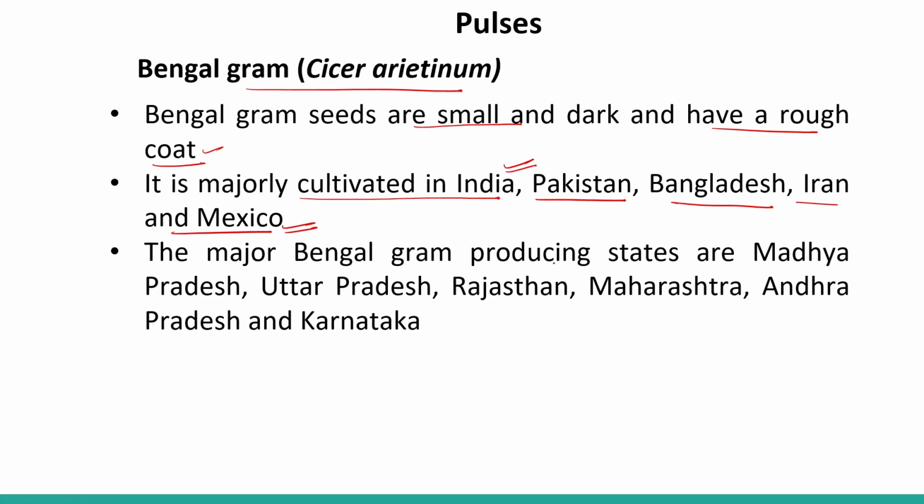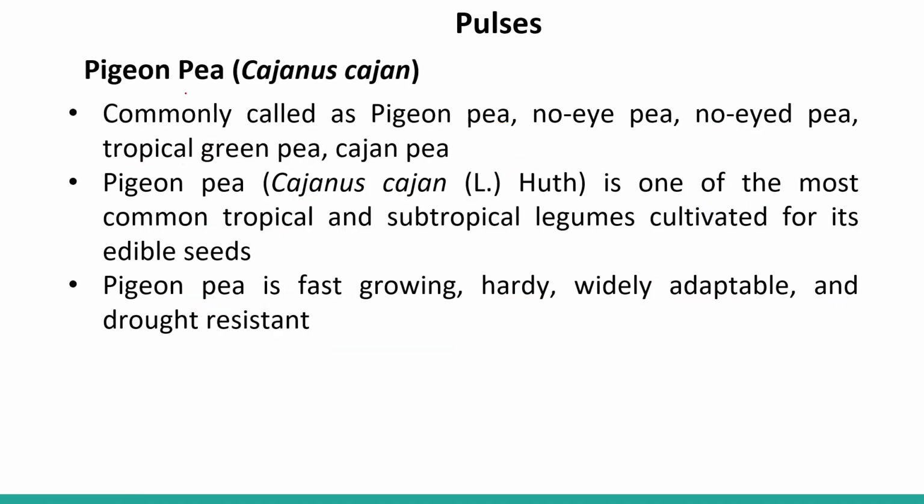The major Bengal gram producing states are Madhya Pradesh, Uttar Pradesh, Rajasthan, Maharashtra, Andhra Pradesh, and Karnataka. These are the states in which Bengal gram is grown in the majority, right? Why is it grown in these states? Because the soil that helps to grow Bengal gram is found in these states, which is rich in iron.